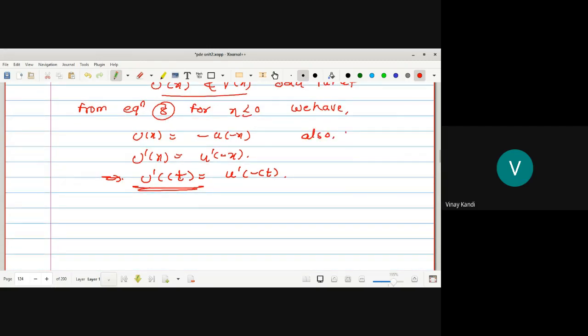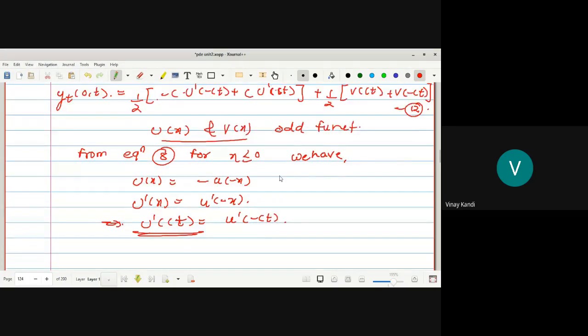Also we have capital U dash of ct is equal to u dash of ct. So for x less than or equal to 0, we have this one.